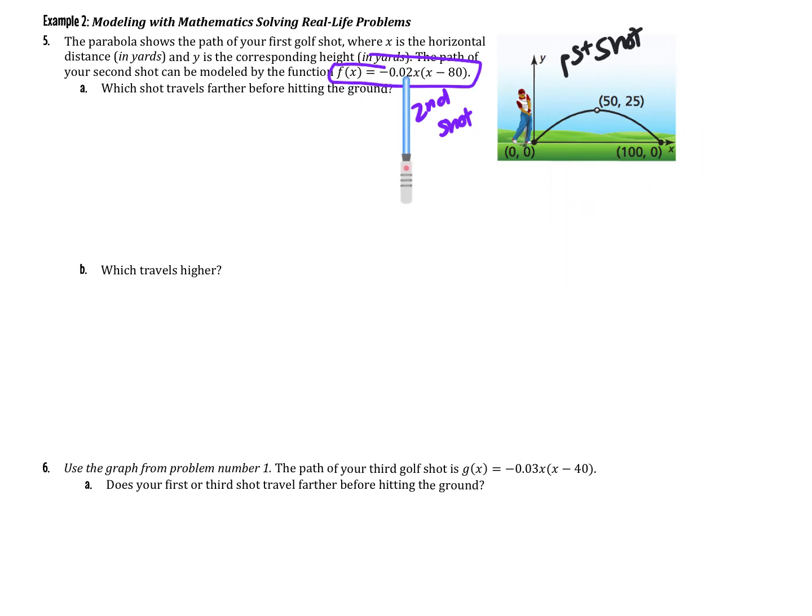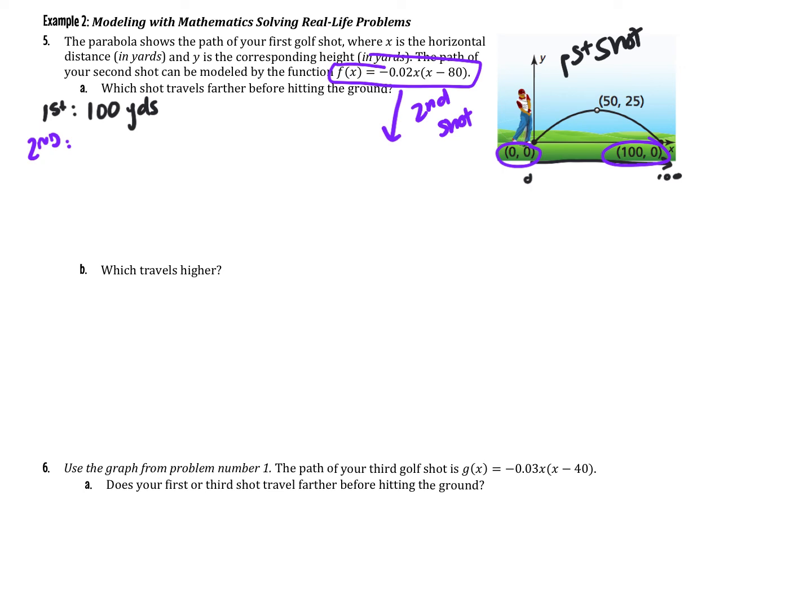First shot, second shot. Part A says which shot travels farther before hitting the ground. So let's look at each shot individually. The first shot, we can actually look at the graph and see how far does it travel before it hits the ground. Well, it starts at 0 and it hits the ground at 100 yards. So it travels 100 yards before it hits the ground. The second shot is not so obvious. We could graph it. I'm going to wager that none of you want to do that. We could graph it, or we could just identify what these two x-intercepts are for our function and figure out how far away from each other they are, because that would be the total distance.